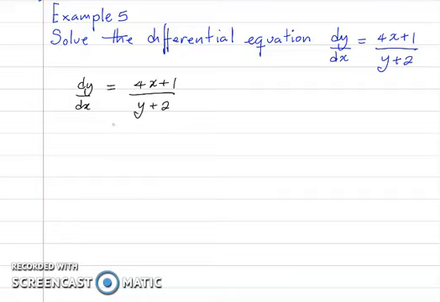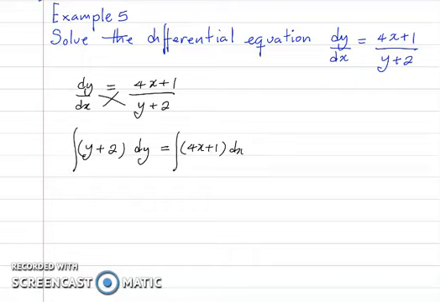All right, we're going to do a sort of cross multiplying. So we're going to have y plus 2 dy is equal to 4x plus 1 dx. Then I'm going to integrate both sides. All right, so here, there are two ways I could do this integral. The easiest way to do it is the following.